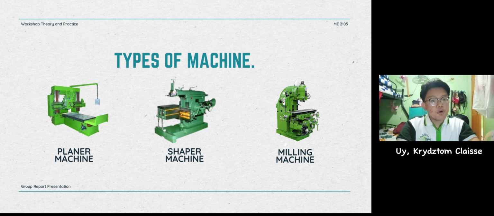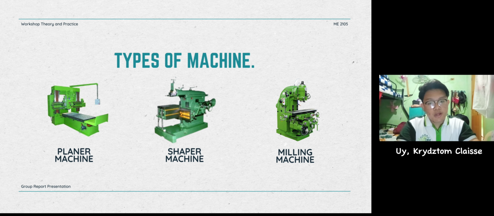Last is the shaper machine. The shaper machine was developed in the mid-19th century and was used for machining flat surfaces and creating shapes on workpieces. James Nasmith, a Scottish engineer, is credited with inventing the shaper machine in 1836. Nasmith's shaper machine utilized a reciprocating motion to achieve its cutting action.